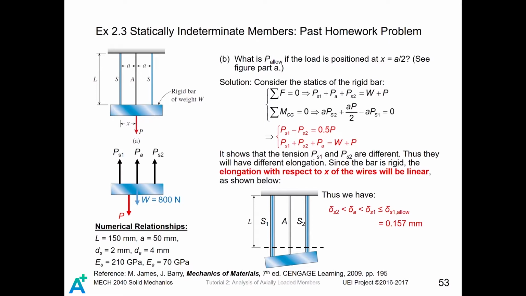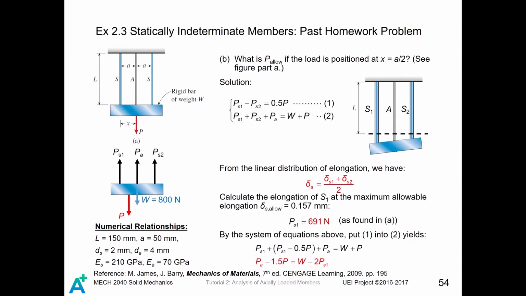Besides, there is one thing that we can verify. From the first equation, we know that the load in S1, the first steel wire, is greater than the load in the second steel wire by 1/2 of the applied load. And this inclination verifies this result, that the elongation of the first steel wire will be longer than that of the second steel wire. Now we should consider one thing about the geometry of the system. We know that the bar is rigid. That means this side is always a straight line.